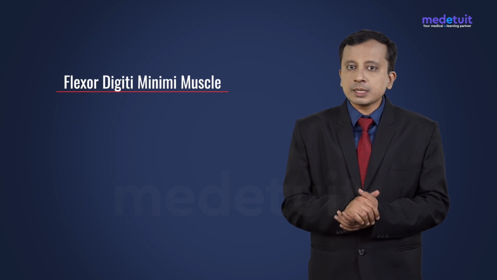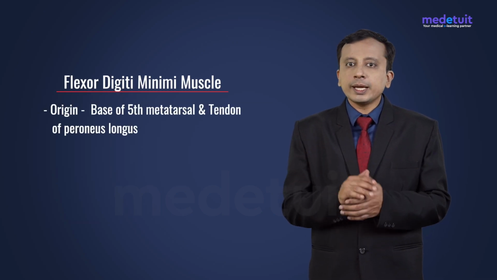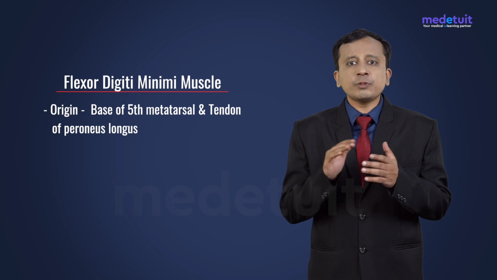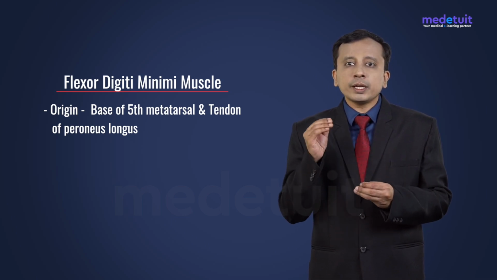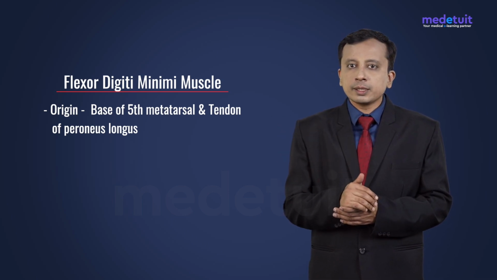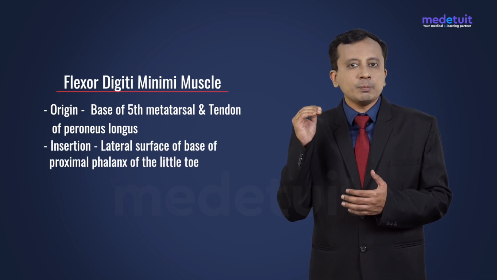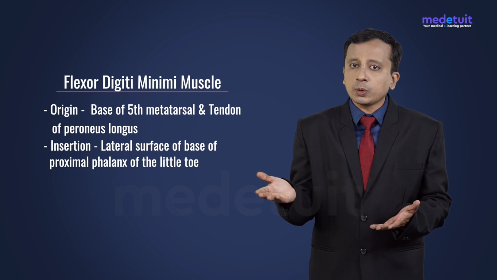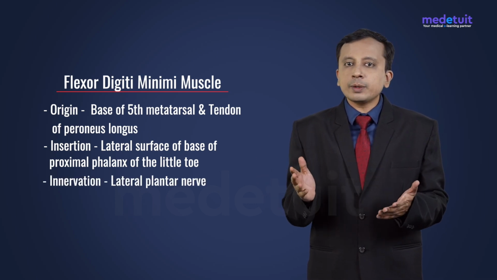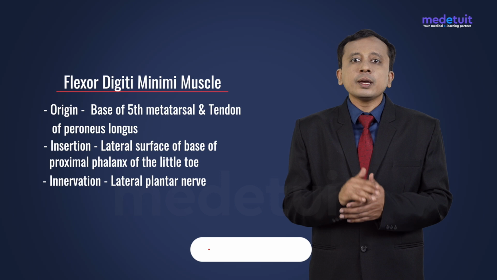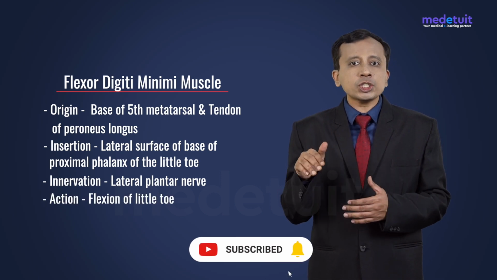Flexor Digiti Minimi muscle. It takes its origin from the base of the fifth metatarsal, also from the tendon of peroneus longus. It goes down and gets inserted to the lateral surface of the base of the proximal phalanx of the little toe. Innervation, it is innervated by the lateral plantar nerve. Action, it helps in flexion of the little toe.